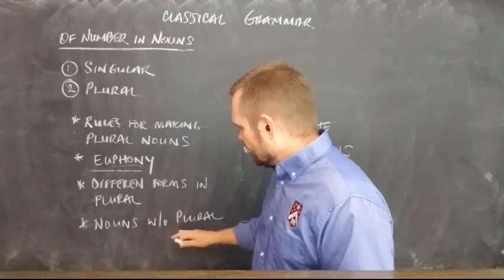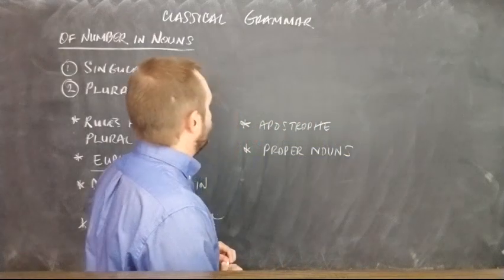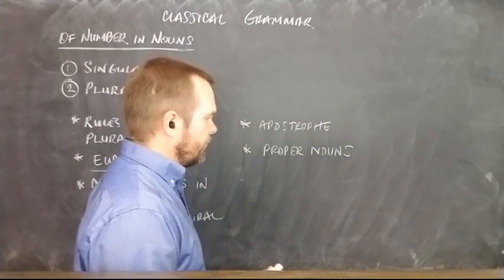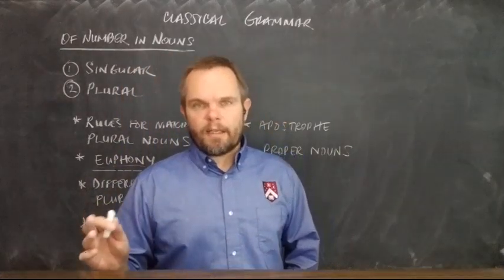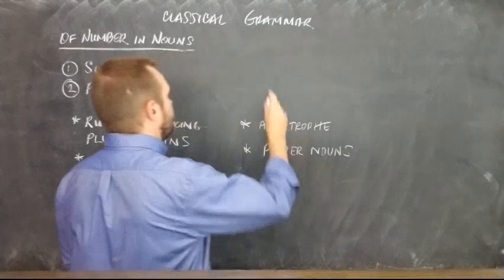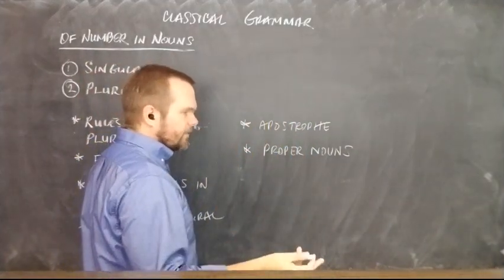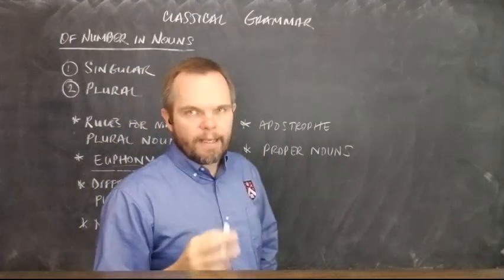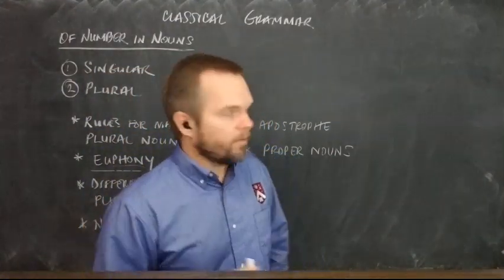There are some nouns that have no plural form. And we could say there's two different kinds of nouns that have no plural form. One are nouns that are often used in a collective sense. You remember in our lesson on nouns in classical grammar, we learned about collective nouns.